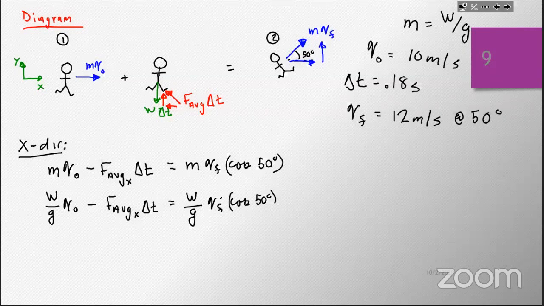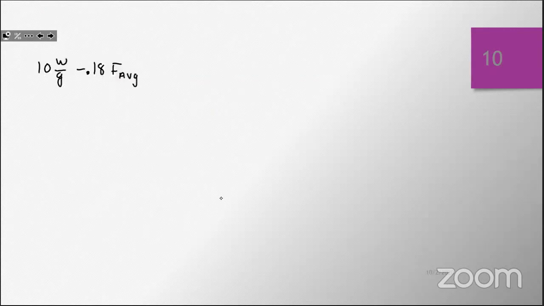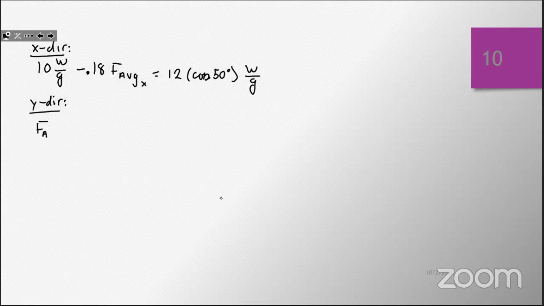Well, we got 10 times the weight divided by gravity minus 0.18 F average in the x direction is equal to 12 times cosine of 50 degrees times the weight divided by gravity. All right, so that's my x direction equation. Here's my y direction equation. When I plug everything in, I will get F average in the y minus the weight times 0.18 is equal to the weight divided by gravity times 12 sine 50 degrees. That's just plugging in what we know, right?